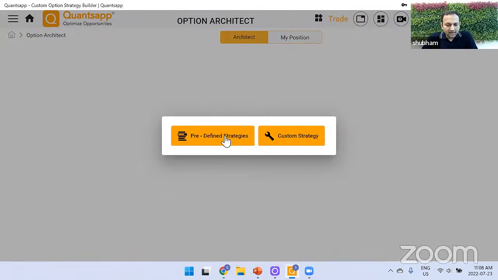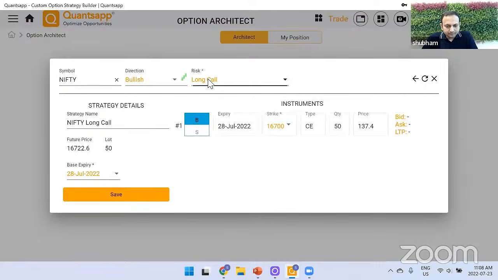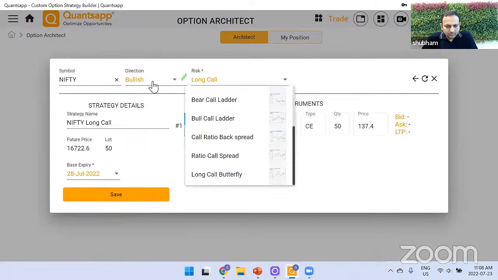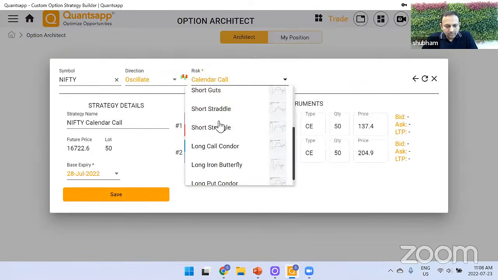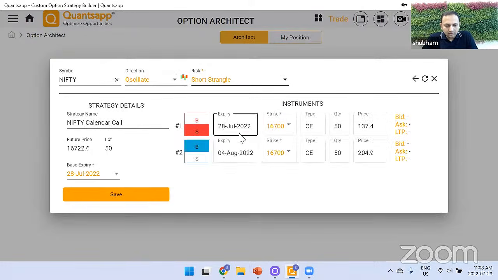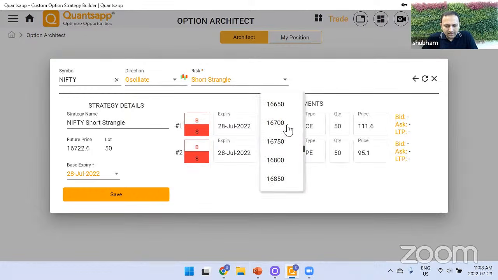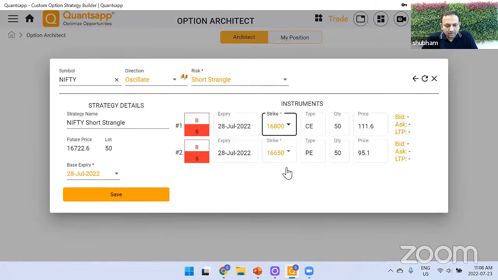So I open architect and go with a short strangle, which is an oscillating strategy. Let's say this is the strategy that I want to execute: 16,800 calls and 16,600 puts.